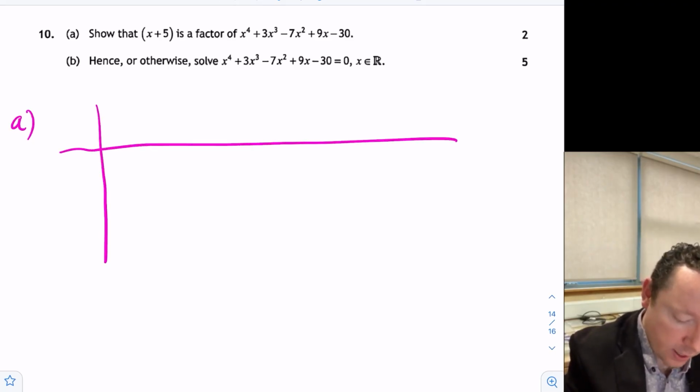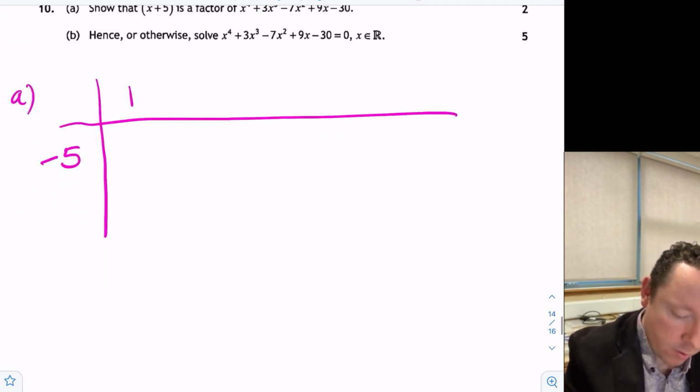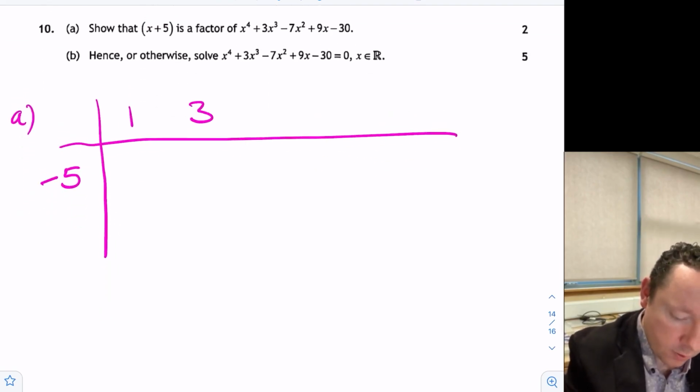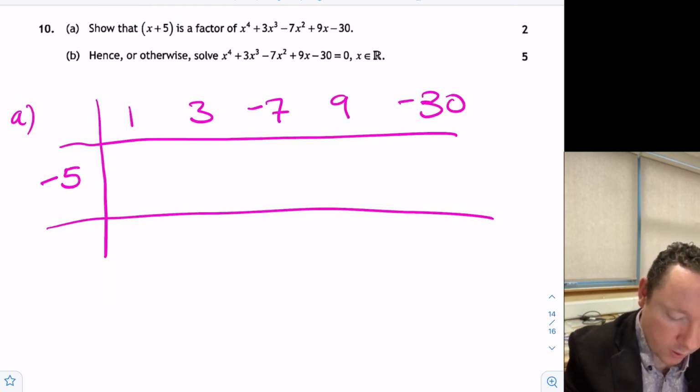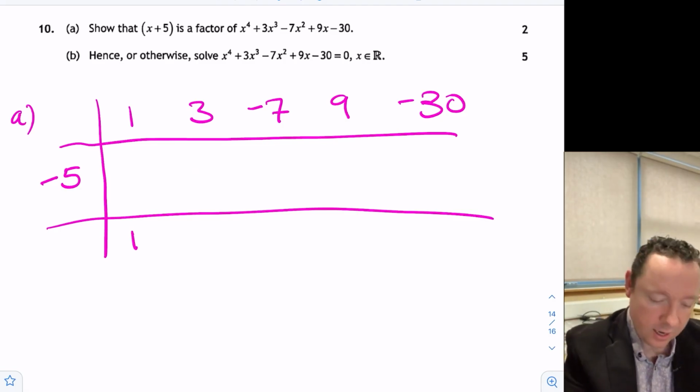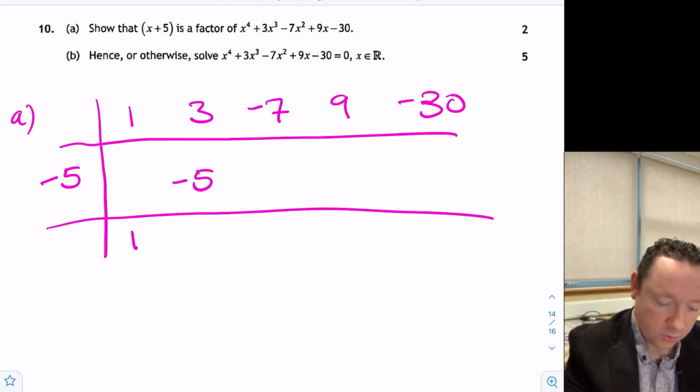So x plus 5 is a factor, so I'm subbing in minus 5. So it's 1x to the 4 plus 3x to the cubed minus 7x squared plus 9x minus 30. So we drop the 1 down, times them together to get minus 5. Minus 5 plus 3 is minus 2. Times it by minus 5 again, you get 10. 10 minus 7 is 3.